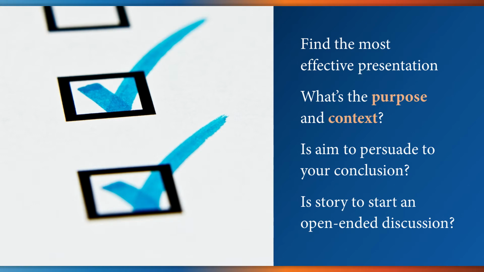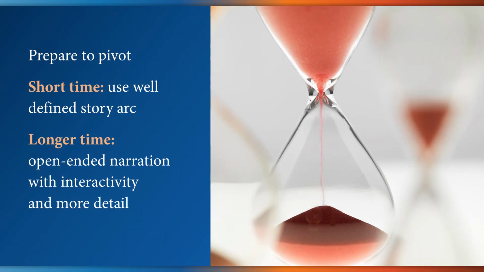The purpose and context of the presentation. Do you want to actively persuade members of your audience to arrive at a previously determined conclusion, or alternatively, do you want your story to be a starting point for an open-ended discussion? Or perhaps the conclusions from your data story are unexpected or inconclusive. What do you do in those instances? You'll be in a much better position to pivot to a different approach if you have a clear sense of the path you have taken up to that point.